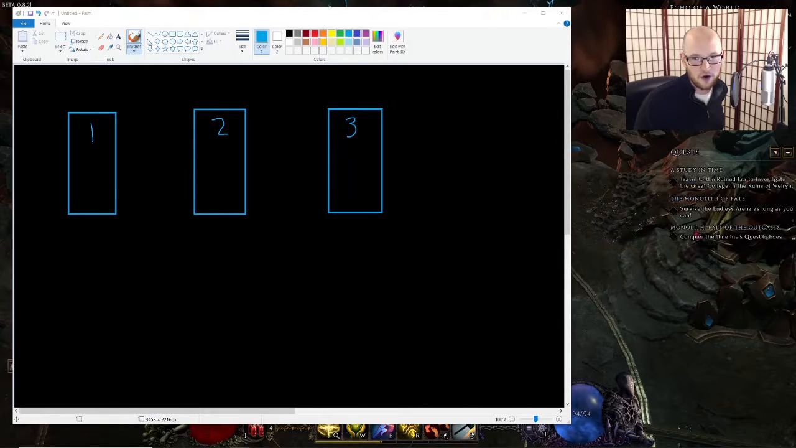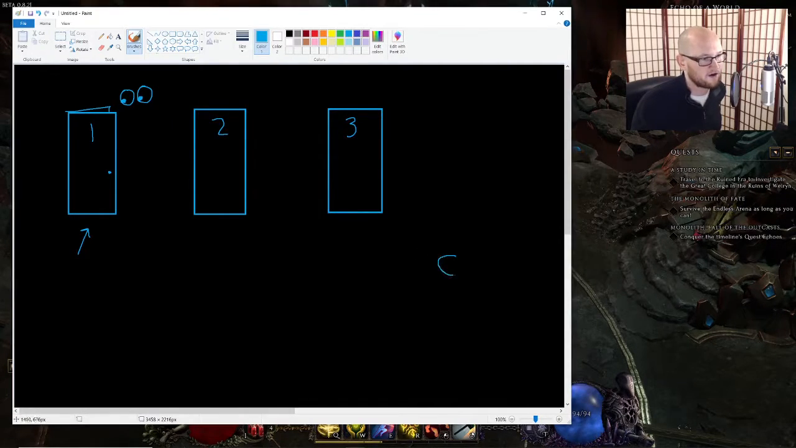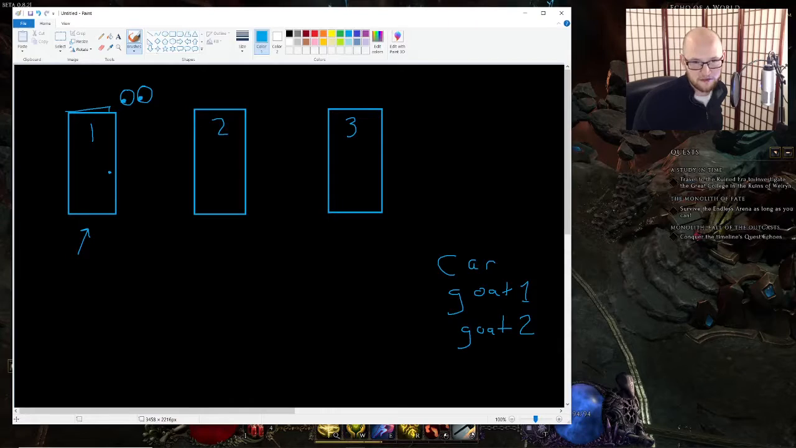The game show host opens one door. So I'm the game show host. Behind one door is a car, and behind the other 2 doors, there are goats. So there's 1 car, 1 goat, and then there's goat number 2. Suppose you're on a game show and you're given 3 doors.